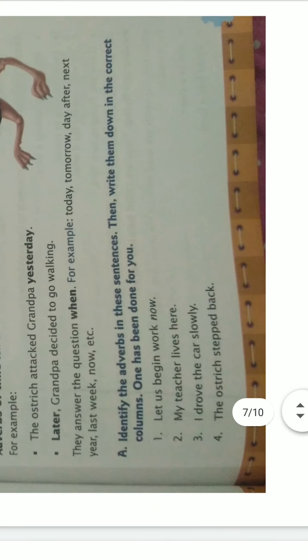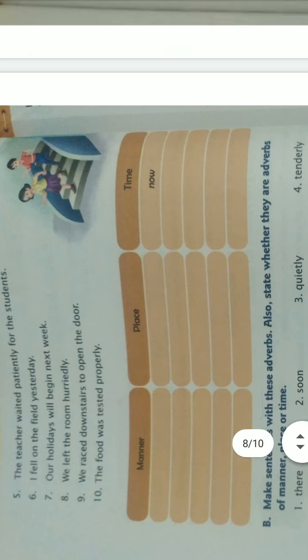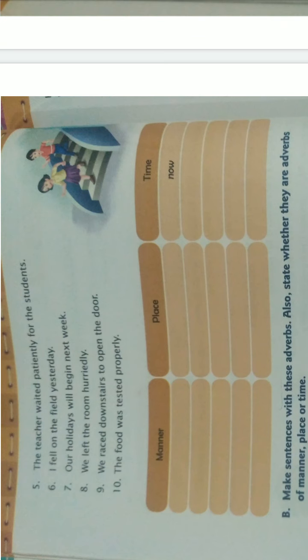So in the A part, there are some sentences given to us, and what we have to do is identify the adverbs in the sentences. On the next page you can see some boxes where the titles are manner, place and time. We have to read these sentences, identify the adverb from these sentences, and then write these adverbs in the appropriate box. The first one is given for us: let us begin the work now. Now means the time. Now means adverb of time. So in the time box, now is written.